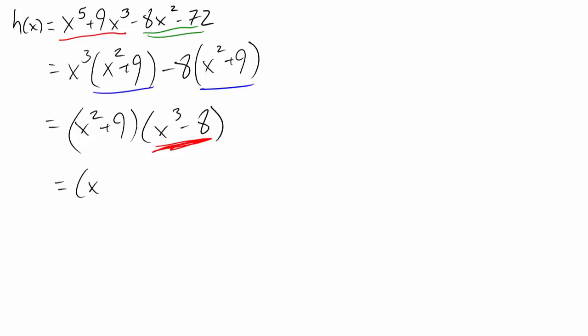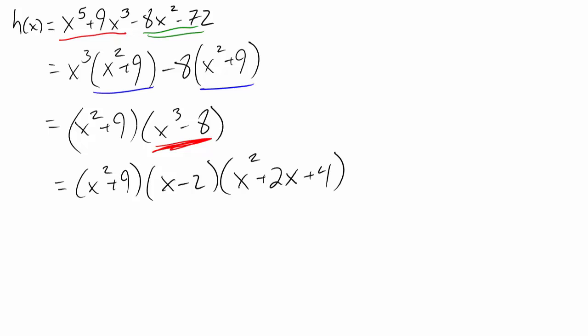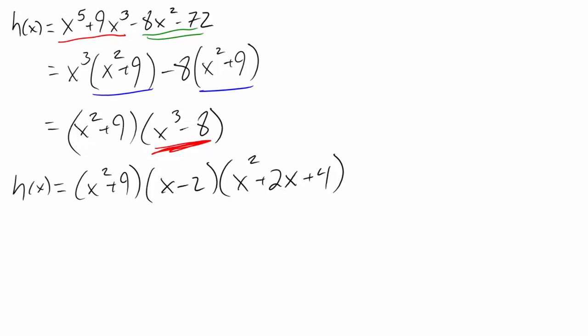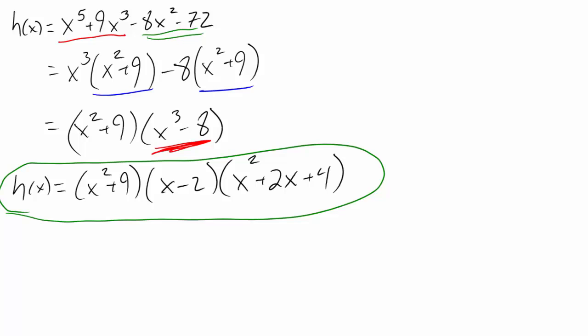So we keep the x squared plus 9 along for the ride, and we use our difference of 2 cubes formula here to give us x minus 2 times x squared plus 2x plus 4. Alright, so here's our solution for breaking down h of x into linear and irreducible quadratic factors with real coefficients.